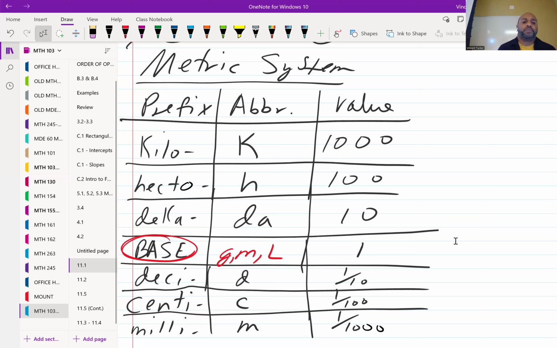And so we have these prefixes: kilo, hecto, deca. Then we have our base, which is going to be grams, meters, or liters, depending on what you're measuring. Then we have deci, centi, and milli. And then you see our abbreviations for each: K, H, DA, G, M, L, D, C, M, and then the value for each.